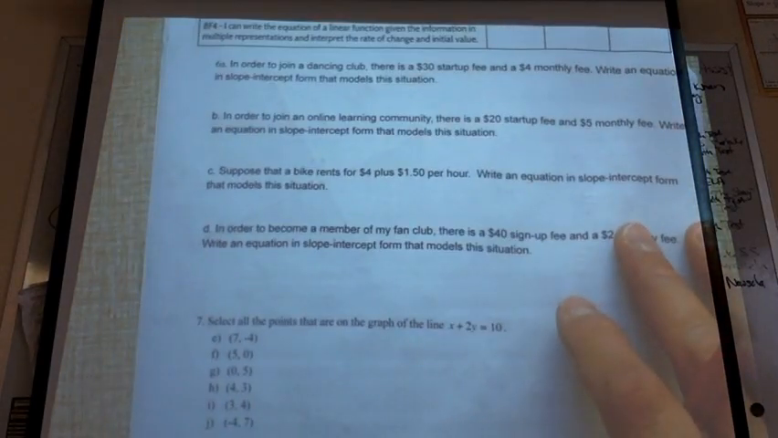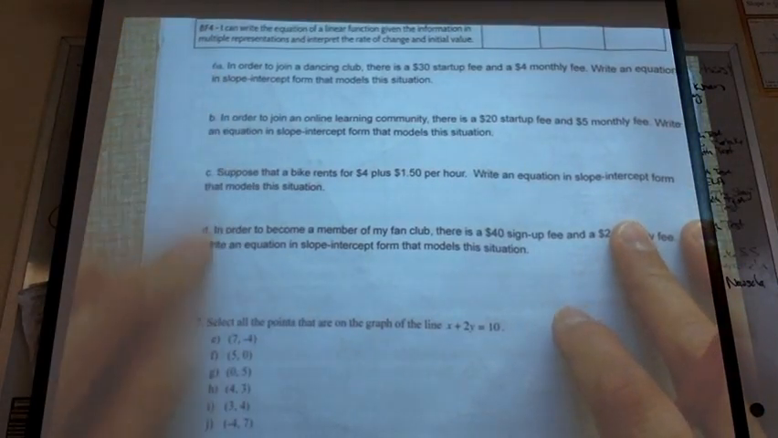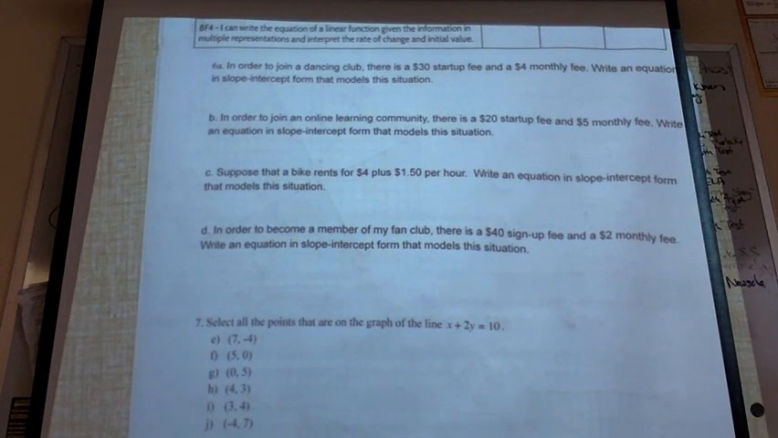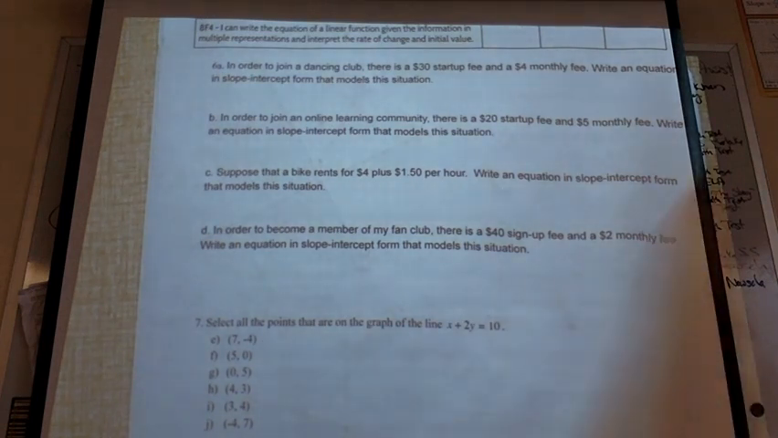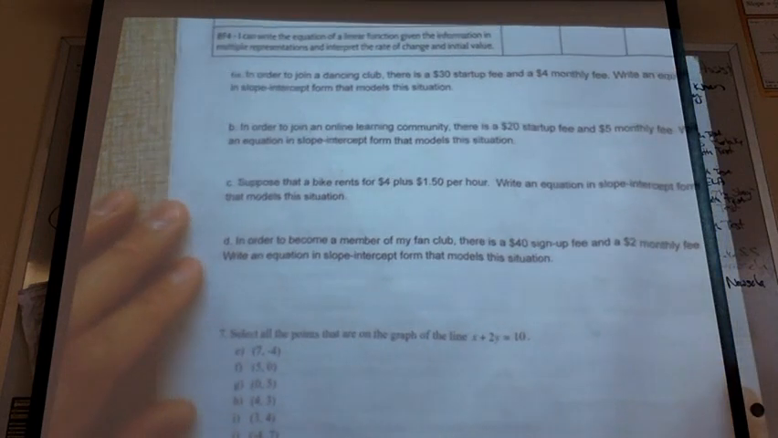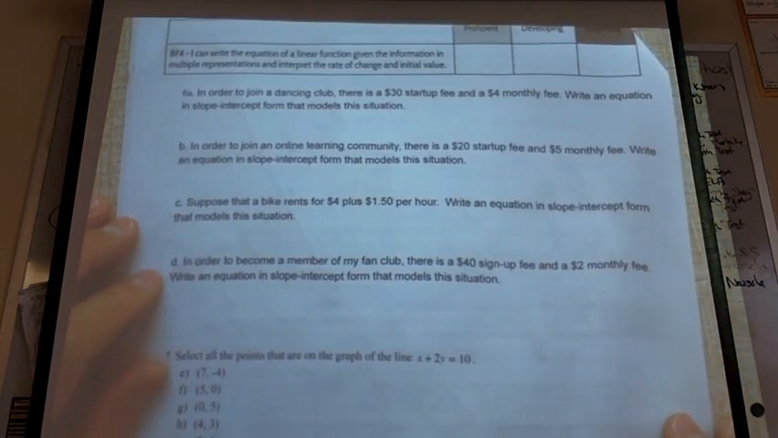So our next question, 6A through D. They're giving us different scenarios, and what we have to do is write an equation for each one of these. So in this, we have to look at important things to consider.